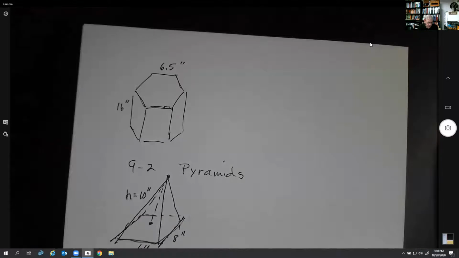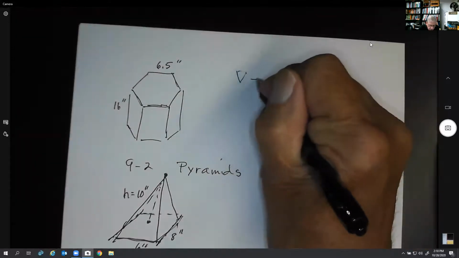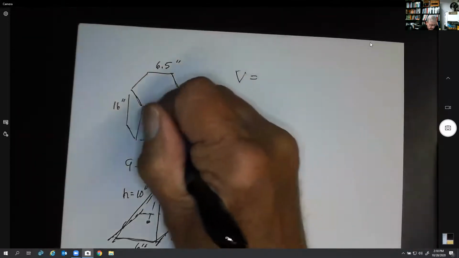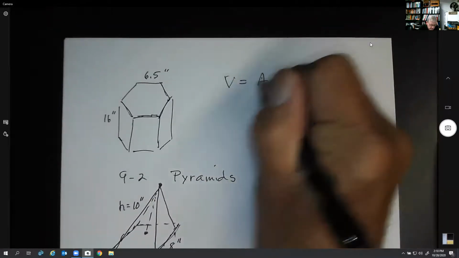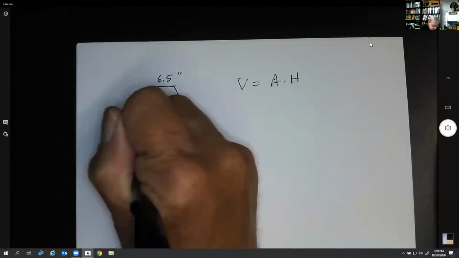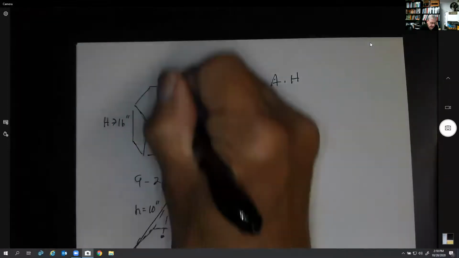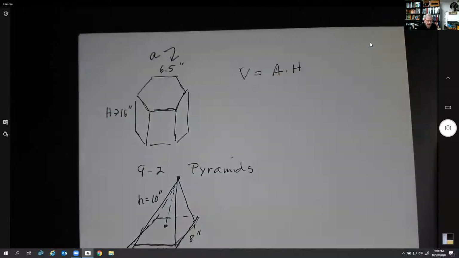All right, next page, a couple oddball ones. I've got to look up the area of it. This would be volume equals area of this hexagon times the height. I'm going to use a capital H. The height would be 16. And this is the side. They usually refer to that as small a.